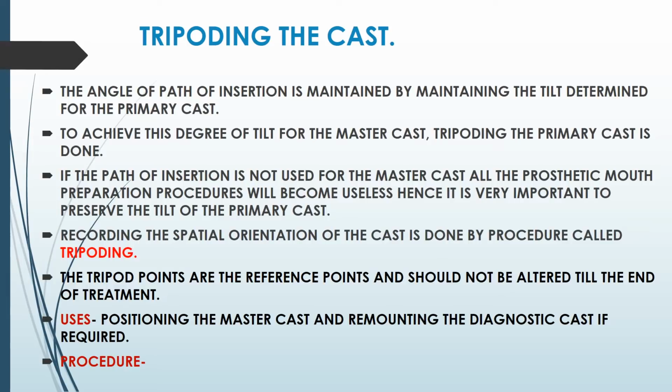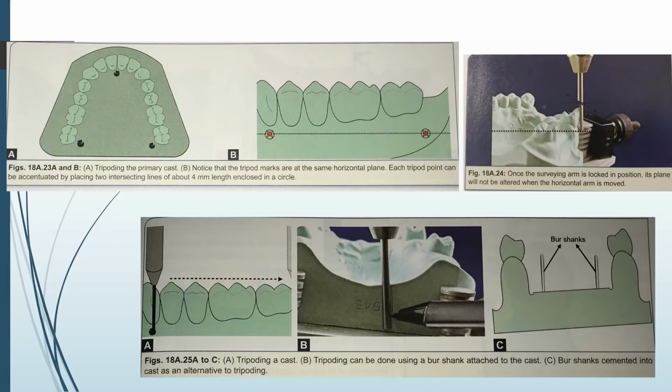Basically, you are transferring whatever tilt was on the primary cast to the master cast with the help of tripoding. Now, what is the procedure? Tripoding is done after surveying the primary cast. The primary cast is mounted according to the determined tilt on the surveying table.